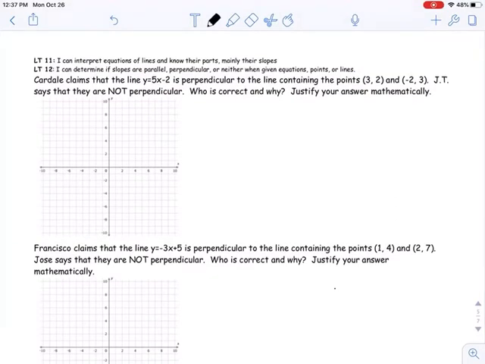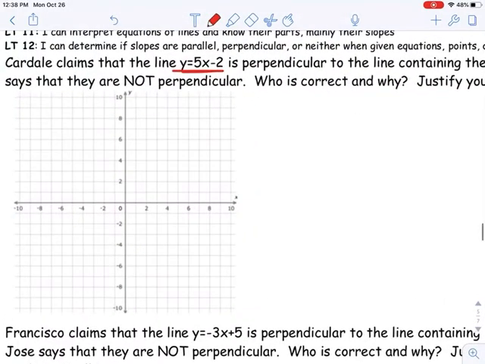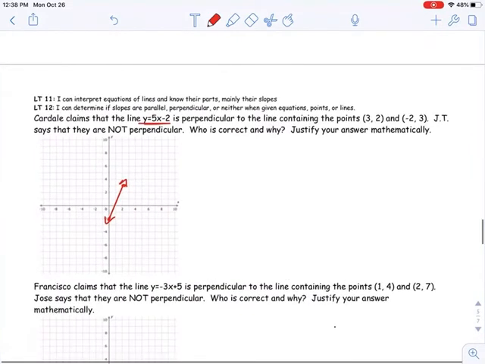Cardale claims that the line y equals 5x minus 2 is perpendicular to the line containing the points (3, 2) and (-2, 3). JT says that they are not perpendicular. Who is correct and why? Justify your answer mathematically. Let's just plot this right here. So -2, and then it's a slope of 5, so up 5 over 2. And that's that right there.